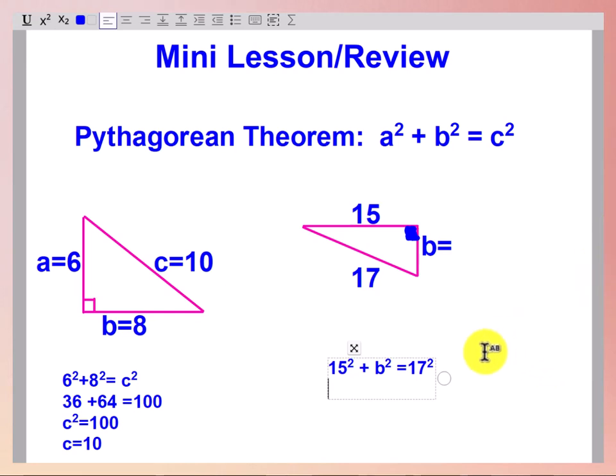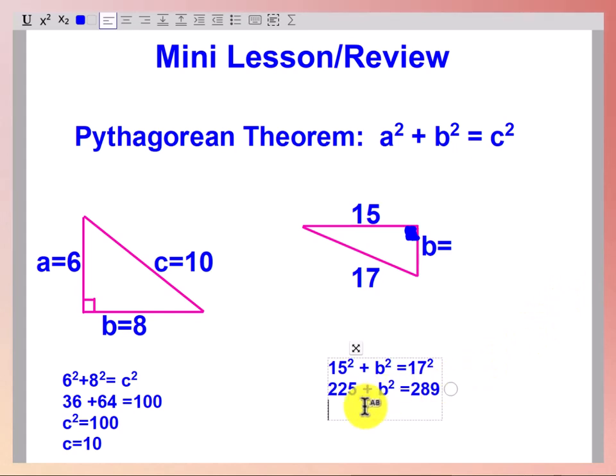Okay, 15 times 15. Put that in your calculator. Go ahead and square that. That's 225 plus B squared. We still don't have B, so we've got to write that variable, equal 17 times 17 is 289. Get in the practice of using your calculator, especially Desmos, because that's what you'll be using on your EOC. The more you practice, the more relaxed and confident you'll be when you take your tests.